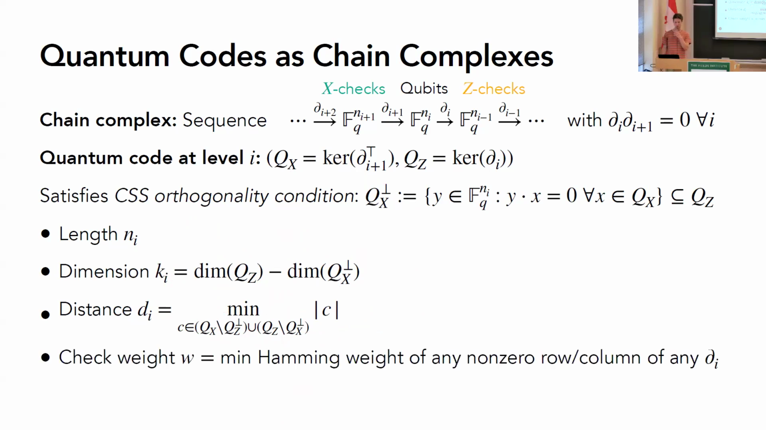And the check weight is just, we think of these boundary maps as parity check matrices, so the check weight is just the minimum Hamming weight of any non-zero row or column in any of these matrices.